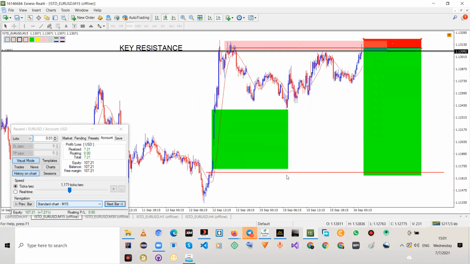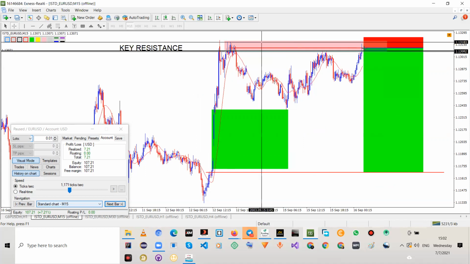This is our best area. This is where our take profit is. So you can see how ridiculous this strategy is. Just like this. Imagine the risk reward ratio.